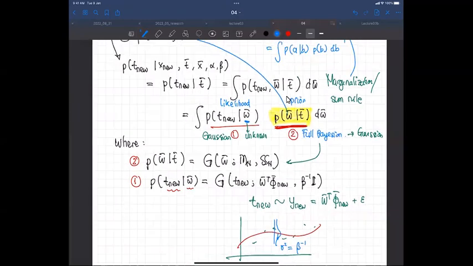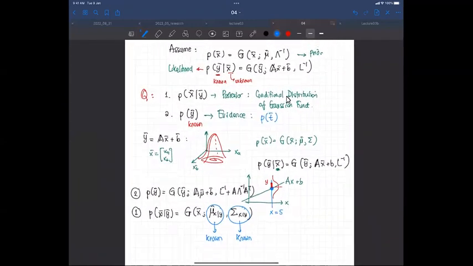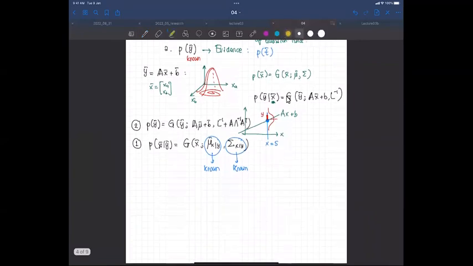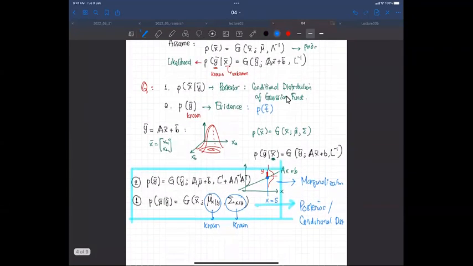Now, why is this important? Remember that case two consists of two things, right? This is case two. Case two has two things here. The first one is called posterior or conditional distribution. The second one is what? Evidence. This is evidence, actually marginalization. And this marginalization assumes that both the prior and the likelihood are Gaussian. And this marginalization here can give us the solution.